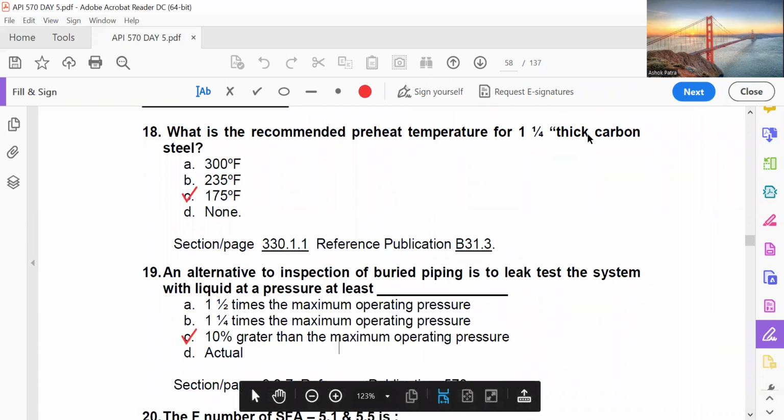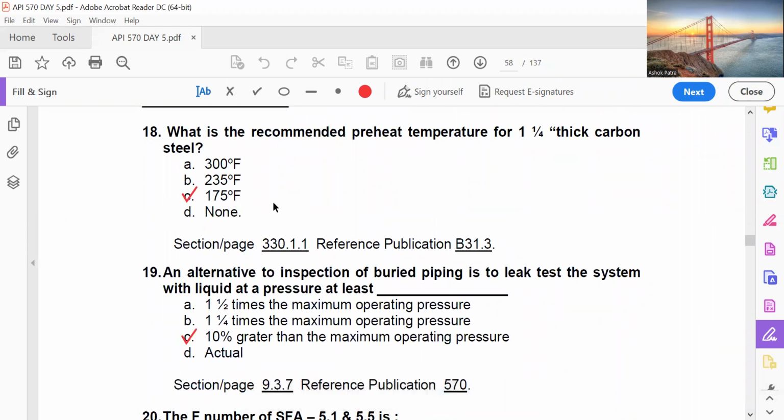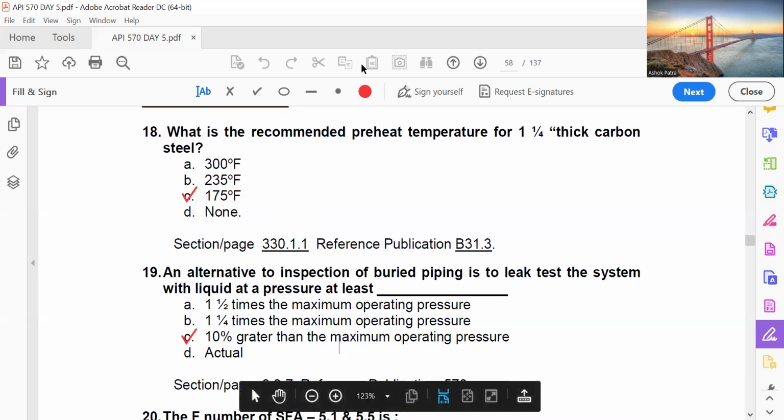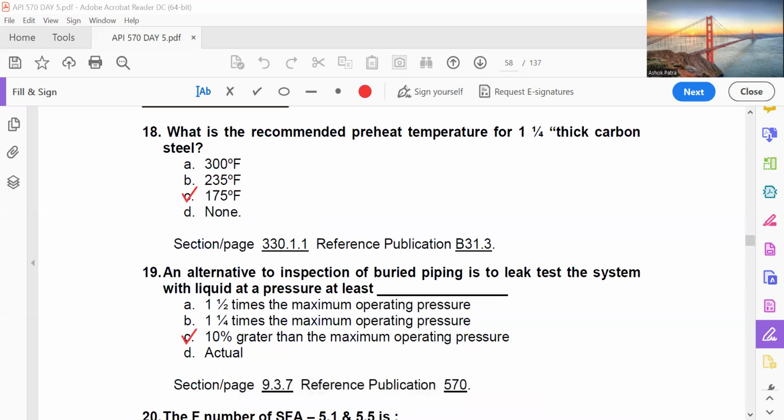So what is the recommended preheat temperature for 1/4 thick carbon steel? 175 degrees Fahrenheit. So really speaking, if it is greater than 0.3, then it is 200 Fahrenheit. But if it is less, it is 50. I still have doubt in this question.